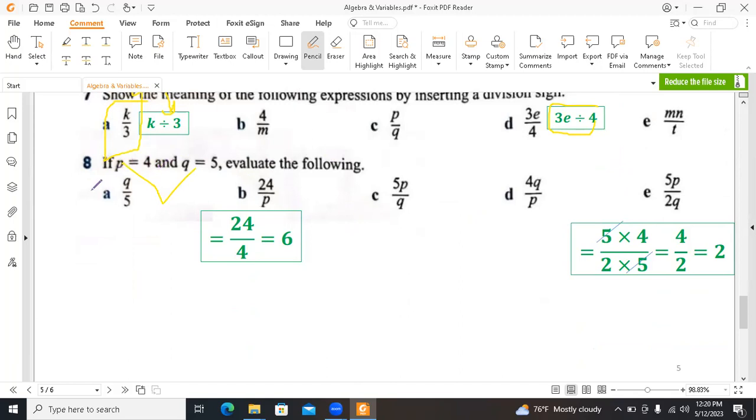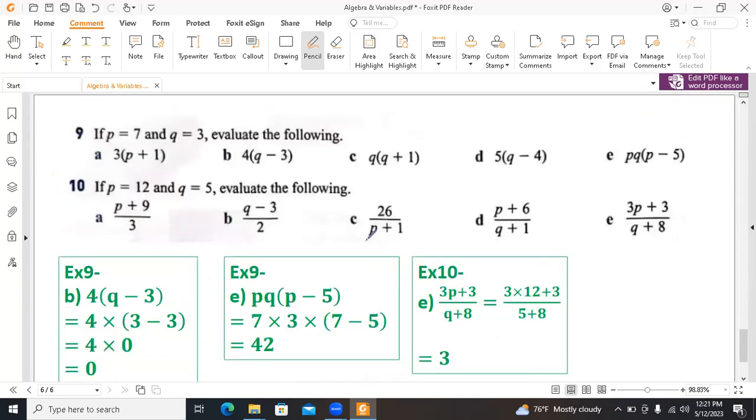Like we can replace easily, for example, in exercise A, p equals 4 and q equals 5 in the algebraic expression to obtain its value. So 24 divided by p, where p equals 4, so we divide 24 by 4 to obtain 6. And also in E, first of all we multiply the numerator, 5 by P, 5 by 4, and we divide, secondly, by 2 times Q times 5. We can simplify the numerator over the denominator to obtain 4 over 2, and the reduced form is 2.